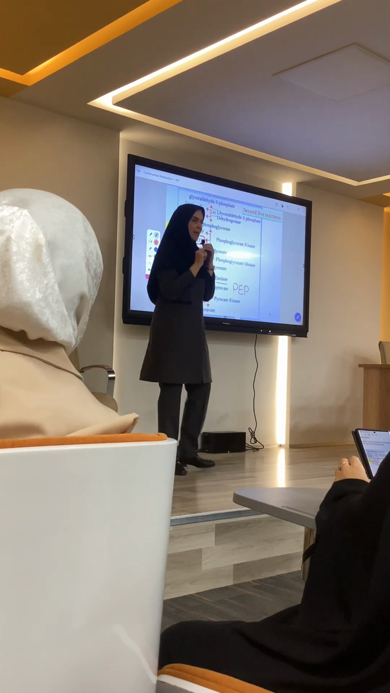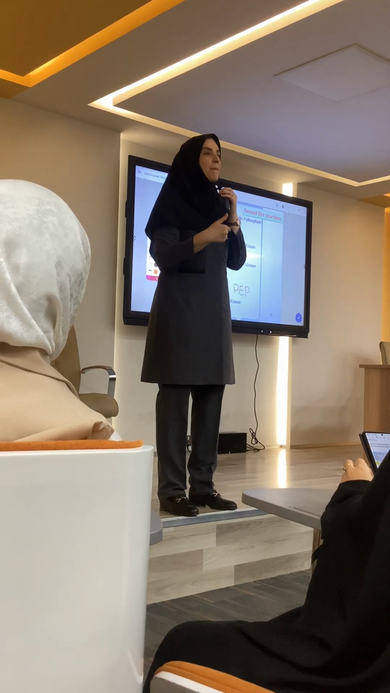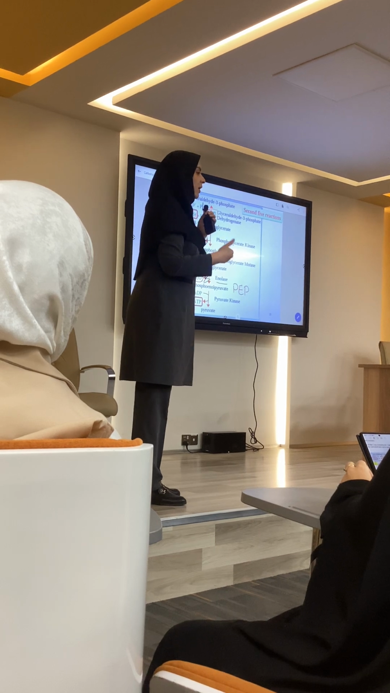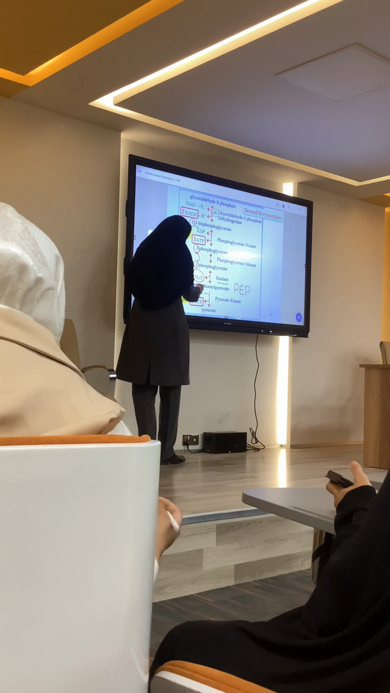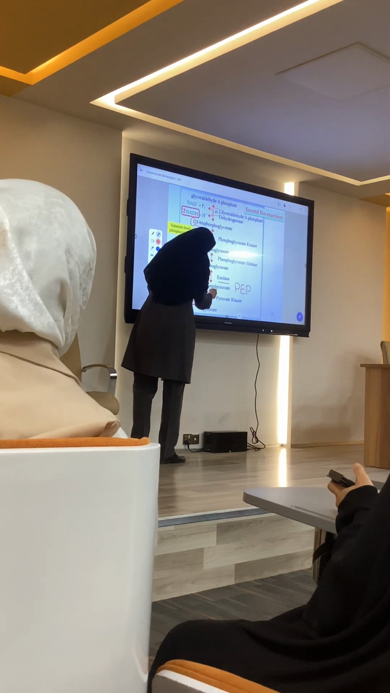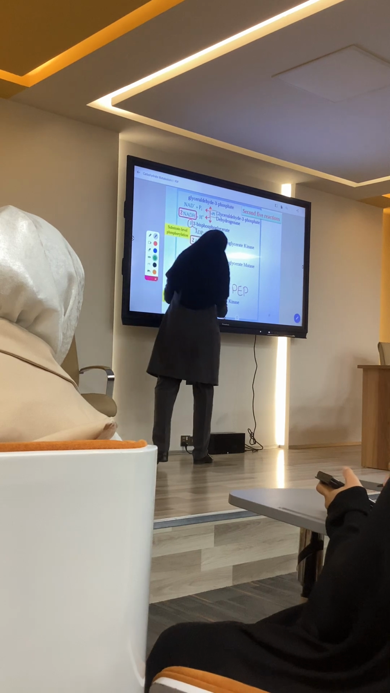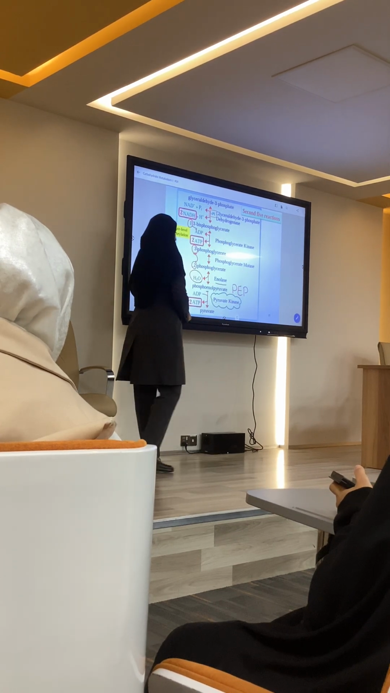Please remember this abbreviation because in the next slide I use it a lot. Okay? PEP. PEP is the abbreviation of phosphoenolpyruvate. Okay? And at the next step, as you can see here, this is irreversible. So this molecule is another regulatory enzyme.